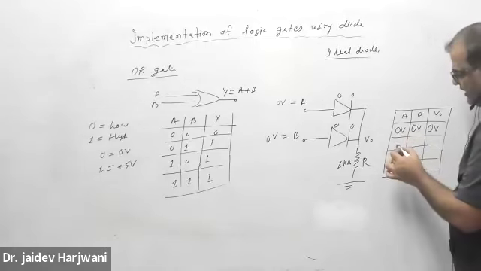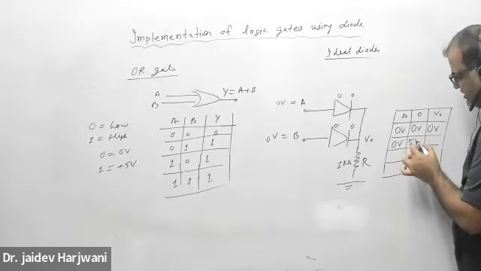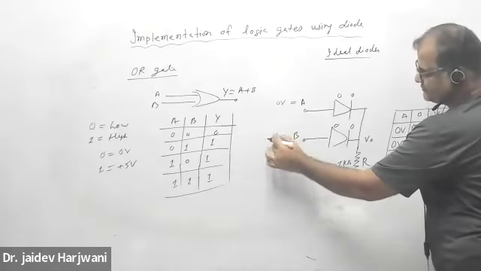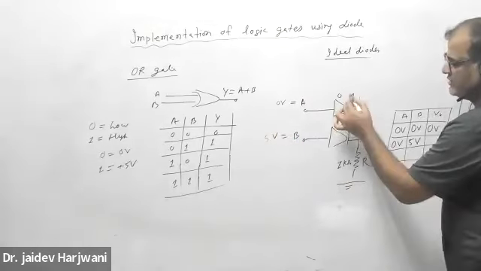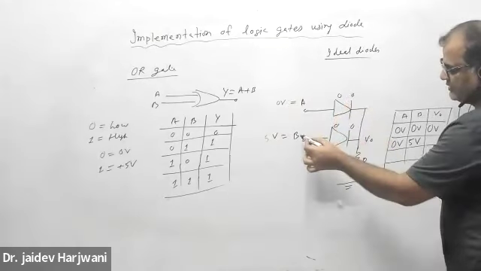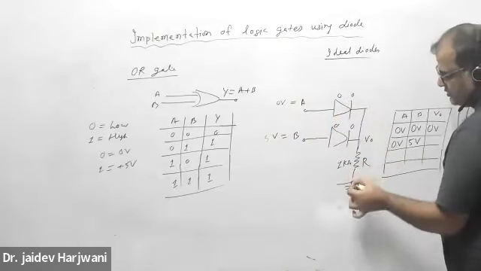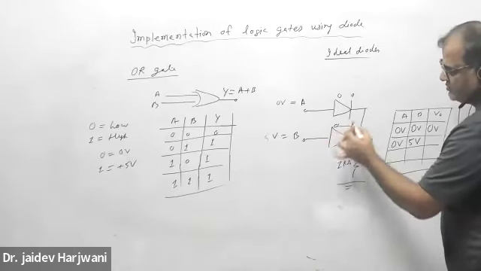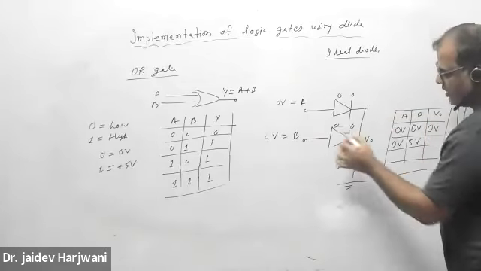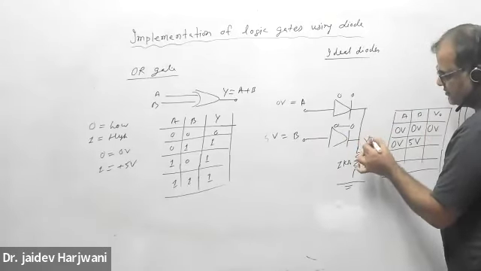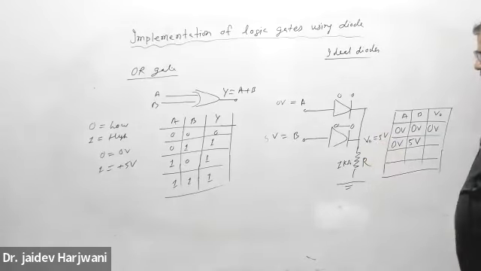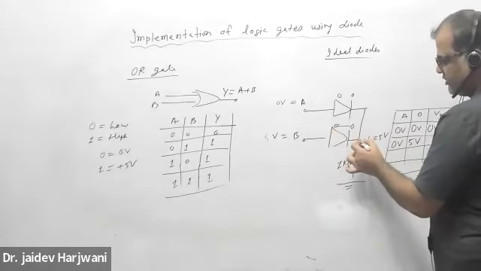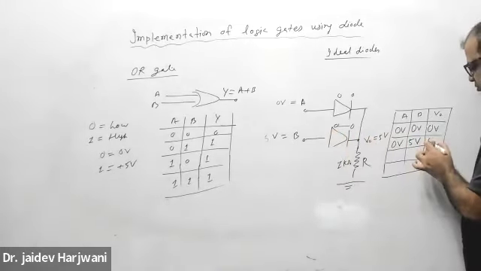Now if my A is 0 volt and B is 5 volt, so I put B equal to 5 volt here and A is 0, this diode will remain open because this is the ground, no current is flowing. The other diode will become short, and with this short, the 5 volt will come here. This V naught will be equal to 5 volt, because once the diode is short, the voltage comes directly to this point.